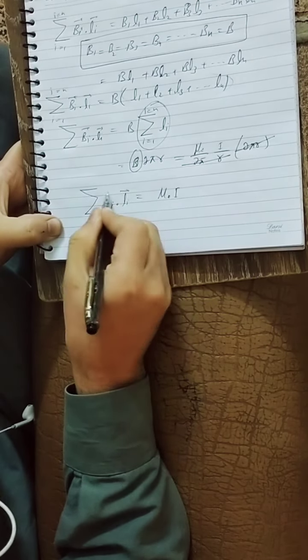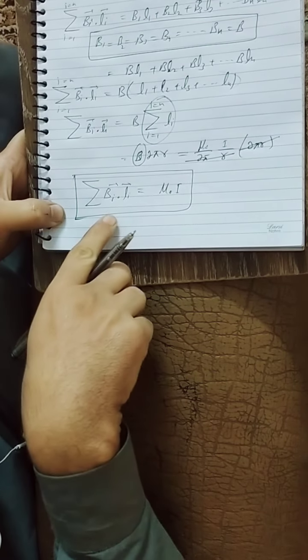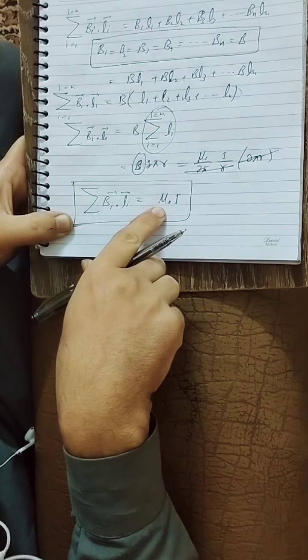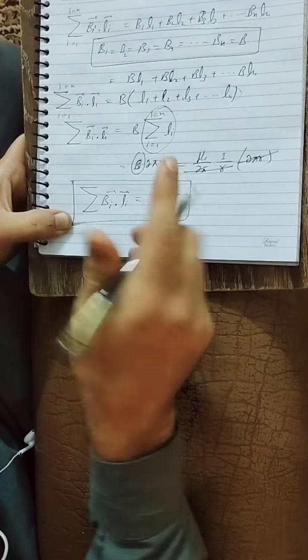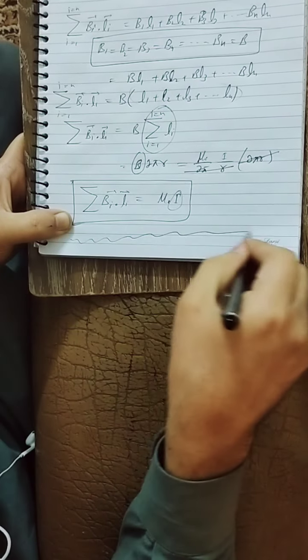So this is called Ampere's circuital law. What does it mean? It means the projection of the magnetic field on the Amperian loop totally depends upon the nature of the medium and the current flowing in the wire, the current flowing in the circuit. So this is all about Ampere's law.